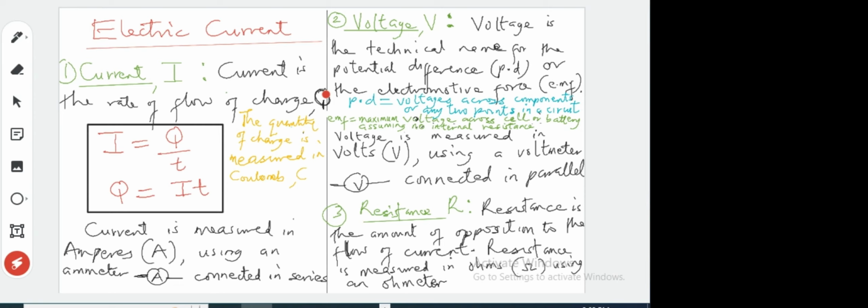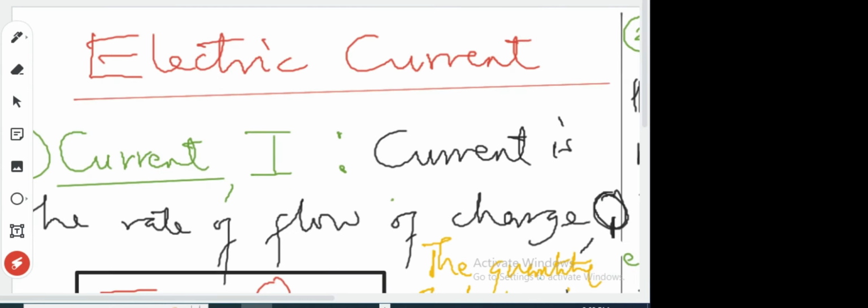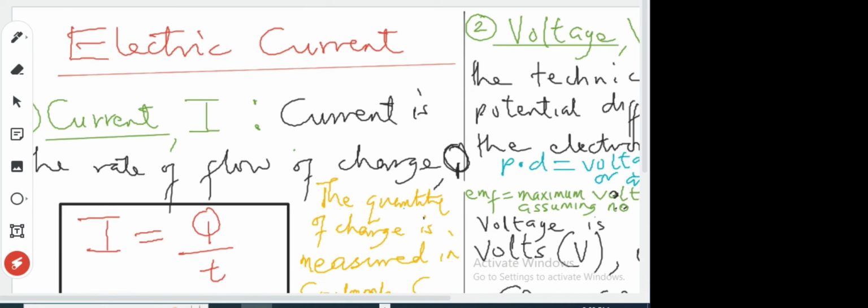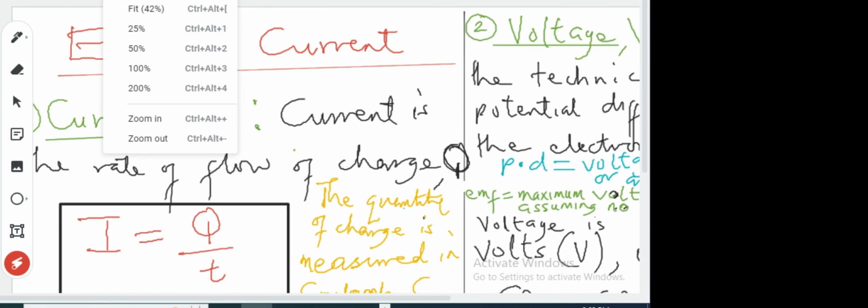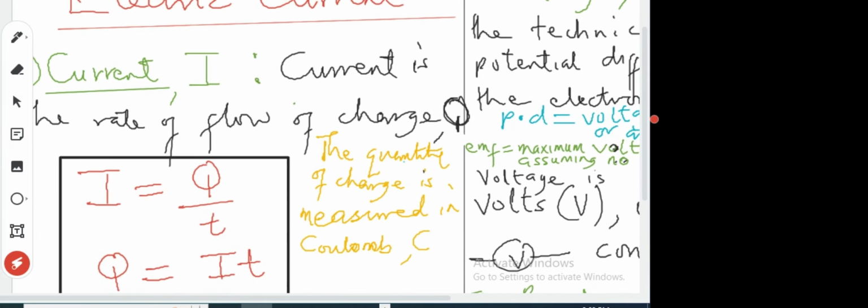In discussing current electricity, we need to look at some of the terminologies. Current, for instance. Current is the rate of flow of charge. So when we say rate, what comes to your mind? Exactly, you are talking about the quantity measured with respect to time. So, rate of flow of charge.